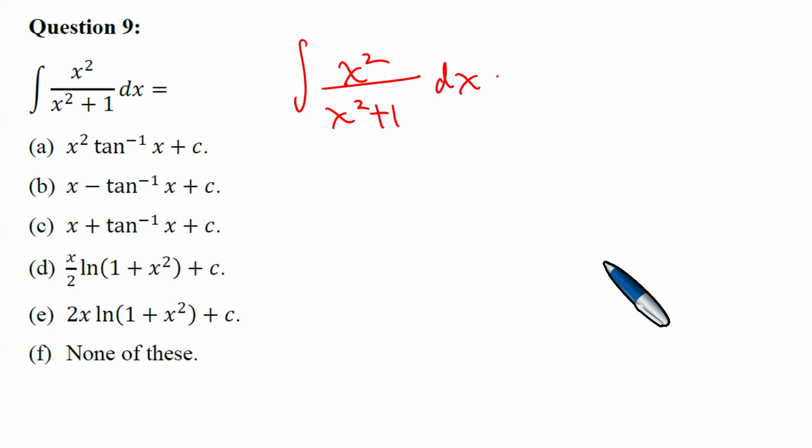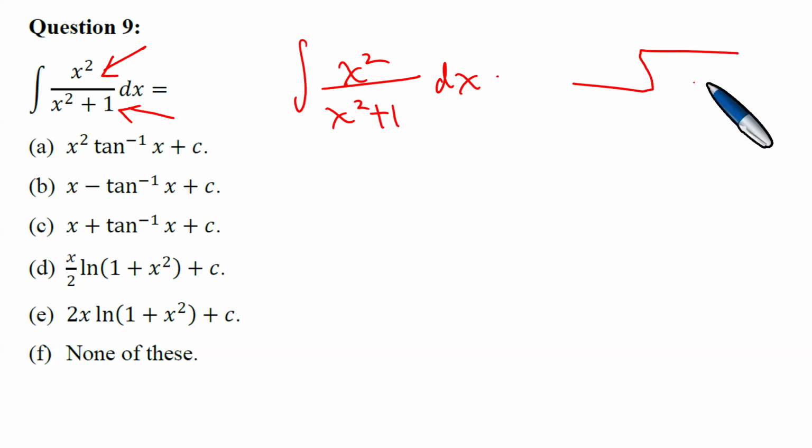Right, there are a couple of ways. To do this integral, because it is a polynomial over another polynomial, you need to analyze the degrees. The degree of the numerator equals the degree of the denominator. So you divide x squared by x squared plus 1. You have x squared divided by x squared, which is 1. Then 1 times x squared is x squared, and 1 times 1 is 1.